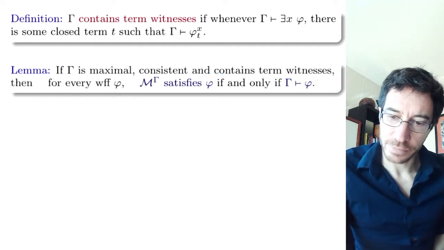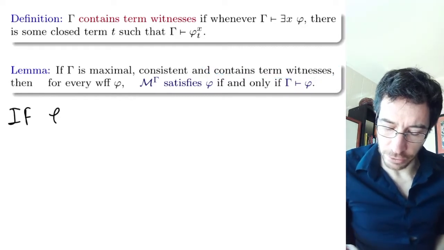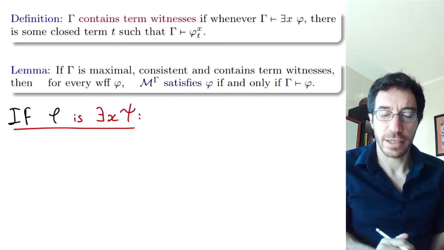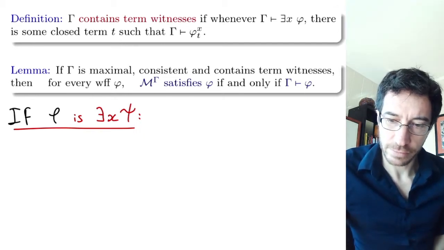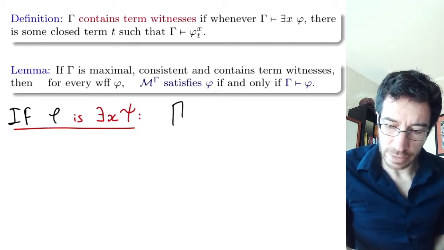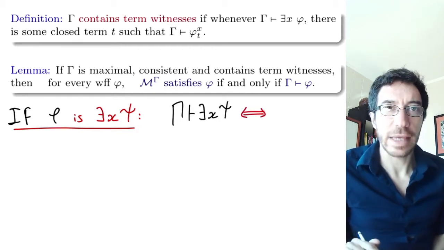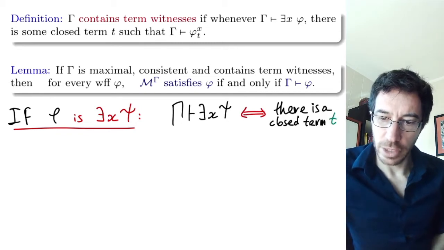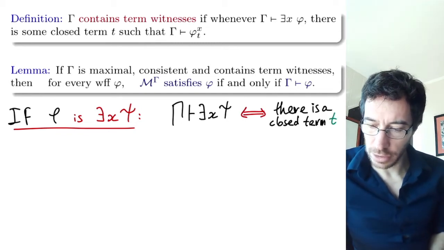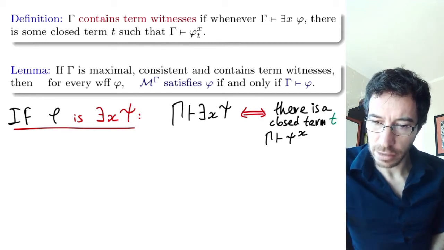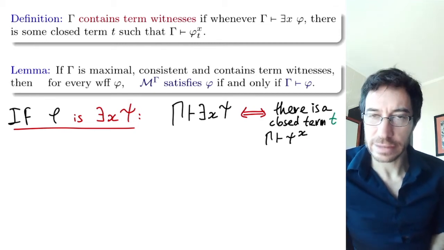So let's do that. If phi is of the form there exists an x psi, then what do we have? Well, we have that gamma proves there exists an x psi if and only if there is a closed term t such that gamma proves psi with x replaced by t.